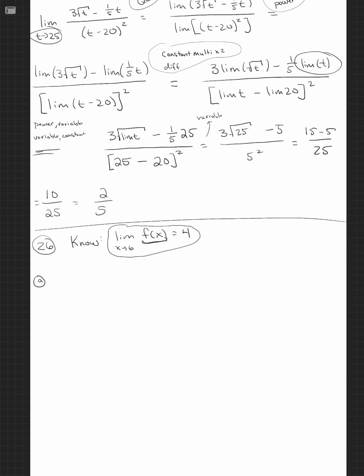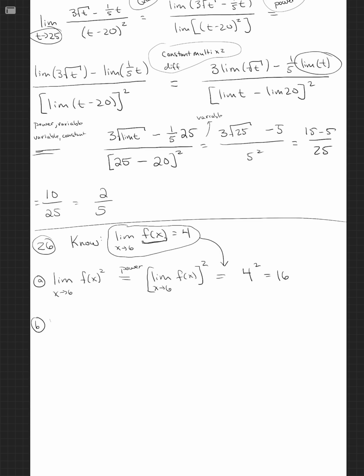So the first part of this problem was asking what's the limit as x goes to 6 of f of x squared. And so that means we need to use the power rule. So we get the limit as x goes to 6 of f of x and all of that squared. Now we're going to use this fact to say that that's 4 squared, and we get 16.